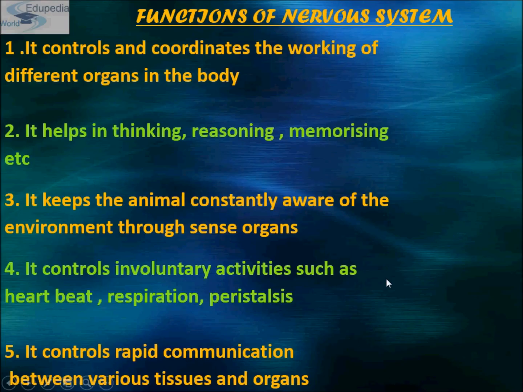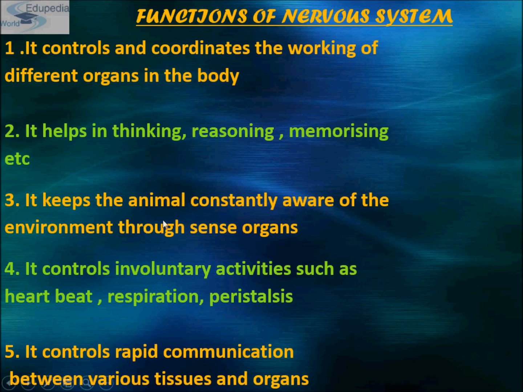Now what are the functions of the nervous system? First, it controls and coordinates the working of different organs in the body. It helps in thinking, reasoning and memorizing, and it keeps the animal constantly aware of the environment through sense organs. And which are the sense organs? Your skin, your eyes, your ears. These are your sense organs. So it keeps the animal constantly aware of the environment through sense organs.